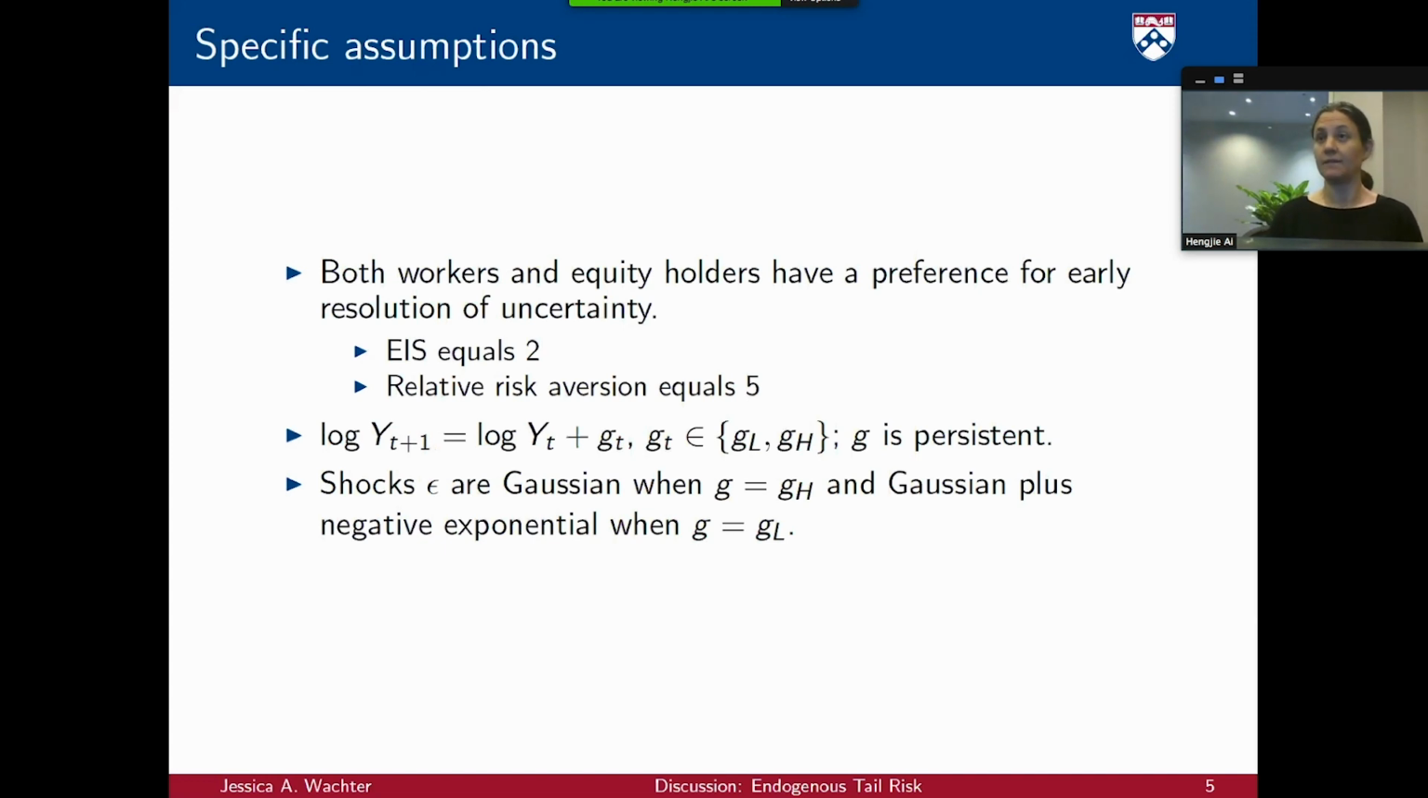What I gave before is the general framework. It's a pretty natural, simple framework, actually. The specific assumptions are that both the workers and the equity holders have a preference for early resolution of uncertainty. The other assumption is that aggregate productivity shocks are persistent. So there's a two-state Markov process with a low and a high state. Then the idiosyncratic risk depends on the aggregate state. Basically, if you're in a low state, the idiosyncratic risk has a fat left tail.